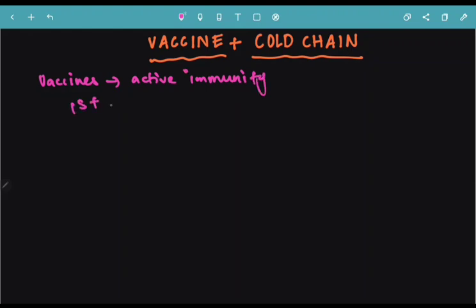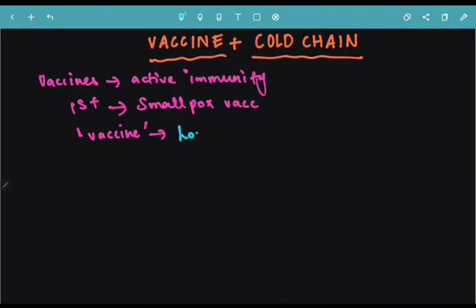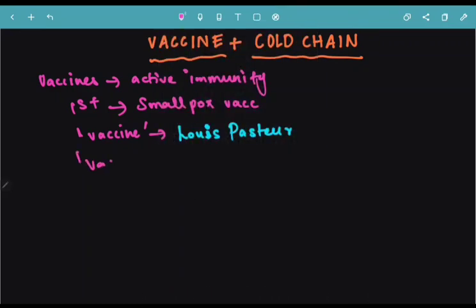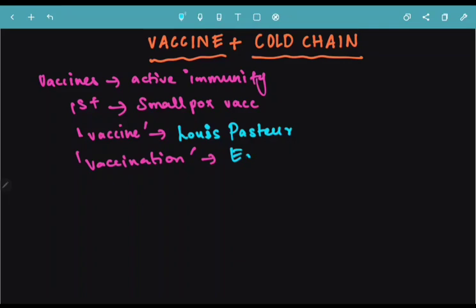The first vaccine discovered was the smallpox vaccine. And the term vaccine was given by Louis Pasteur. And the term vaccination was given by Edward Jenner.